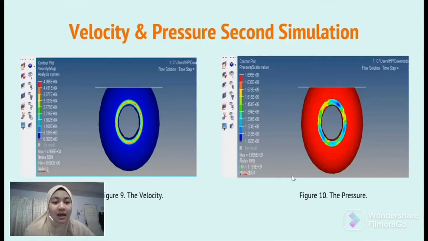Next, this figure shows the pressure. At the outside of the pipe is the maximum pressure, which indicates 1.695 times 10 to the power of 9. And this blue side is the minimum, which indicates 1.153 times 10 to the power of 9.